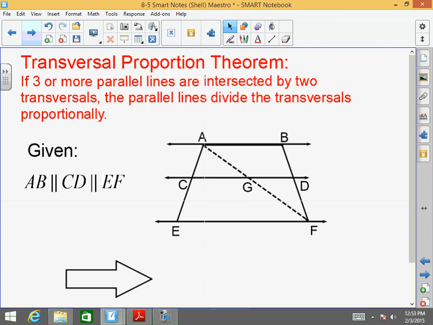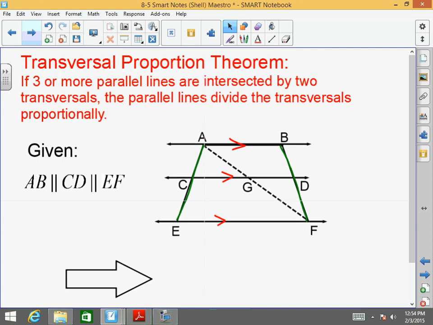At this point, a lot of the theorems that we learn, it's not that I make them up, I try to find the best name for them, because if not, this would be called Theorem 78. And it's kind of hard to remember theorems by numbers, in my opinion. So, if three or more parallel lines, in this case, AB is parallel to CD, which is parallel to EF, if they are intersected by two transversals, in this case, the transversals would be AE and BF, the parallel lines divide the transversals proportionately. Okay?